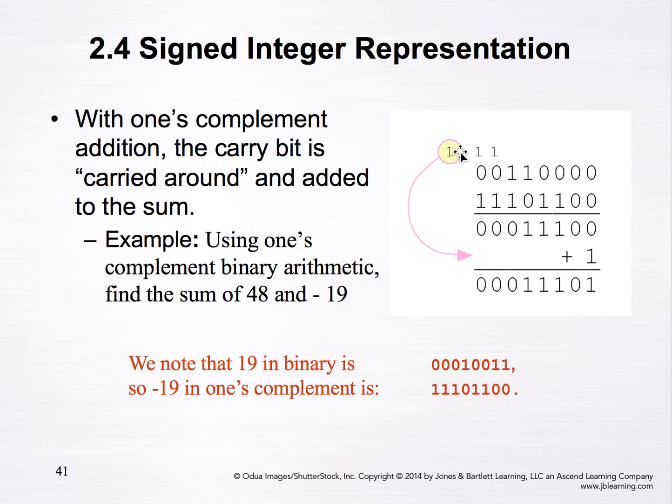This is the last carry, so we wrap the carry around and put it into the last digit right here, and we add them up. Okay, so 1 right here is carried all the way out, and we add it to the last digit. So 0 plus 1 equals 1, and all the other digits just copy to the result. So we have 48 minus 19, or plus negative 19, equal to 00011101. Okay, so that's how we perform the calculation with the one's complement representation.